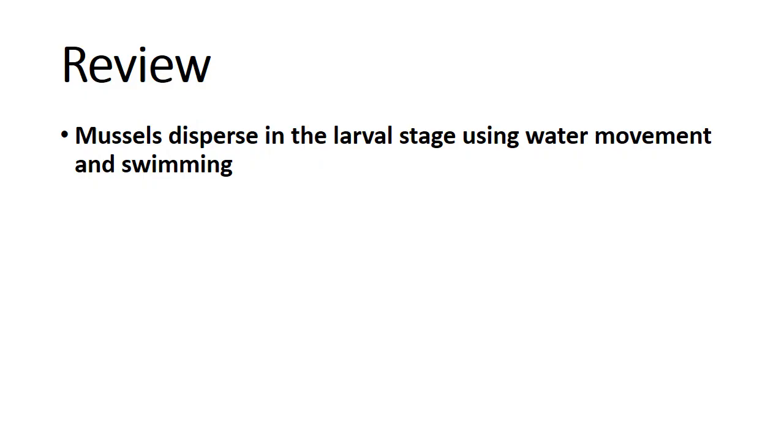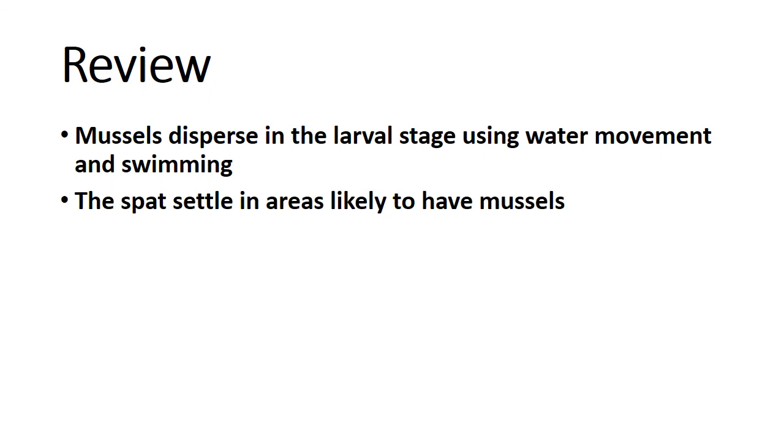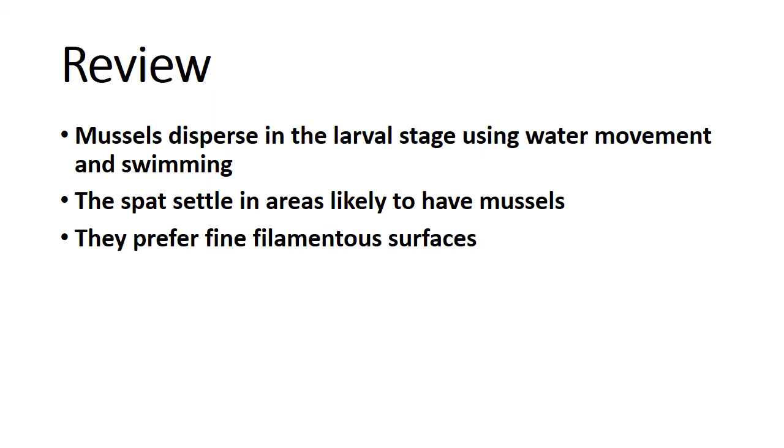So at the end of the videos, I like to put a review screen up just to recap the material. And for this video, mussels disperse in the larval stage using water movement and swimming. Okay, that's after they've been broadcast spawned and get fertilized. The larvae start swimming around and then find a place to settle. They tend to settle in areas likely to have mussels, which makes sense because if there are adult mussels there, that's probably a good place for you to live your life as a young mussel. And they prefer fine filamentous surfaces.